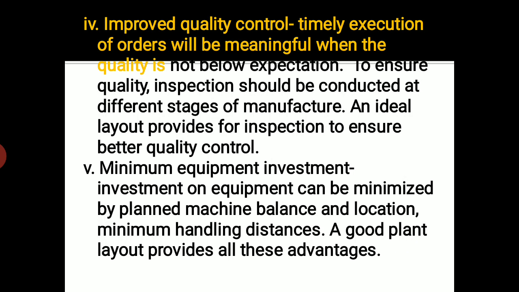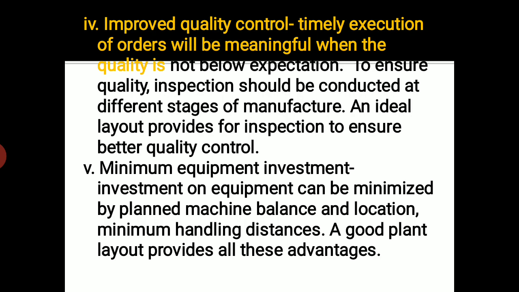The fourth one that comes up is improved quality control. That means timely execution of the orders will be meaningful when the quality is not below the expectation. To ensure quality, inspection should be conducted at different stages of manufacture. An ideal layout provides for inspection to ensure better quality control. Once you have a proper layout, the supervision, just before a few minutes I had a point on supervision, right? That means supervision or inspection can be done very easily. We can ensure that each and every process is going proper, and that helps to have better quality control.